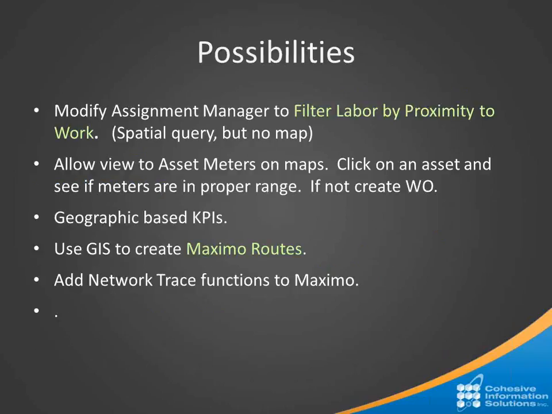Some of the things that we've kicked around at Cohesive as interesting challenges that we would like to build out in Spatial would be potentially modifying Assignment Manager to filter labor by proximity in addition to who's available by time, right? You could also use Maximo to look at asset meters on a map and have it be more interactive. So I can look at a meter on a map, see if it's in range, and if it's not in range, I can create a work order. Similarly, I could have geographic KPIs, or what we've been talking with some other customers about, using GIS to create routes. So like I mentioned with the poles, I could set up the buffer around the poles and turn that pole circuit into a route and then turn that into a PM to go out and do inspections. Okay?